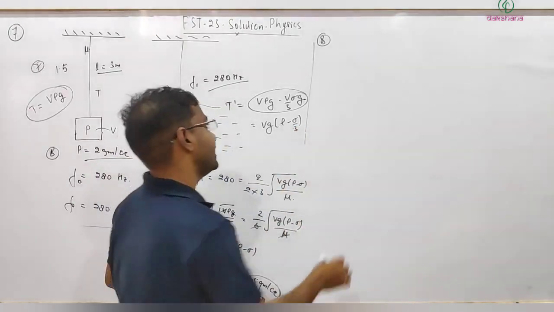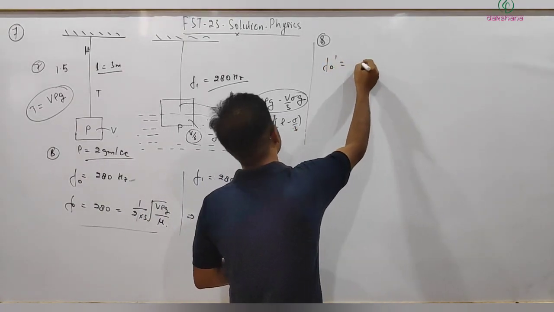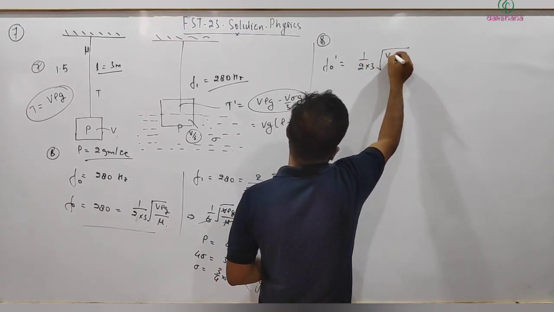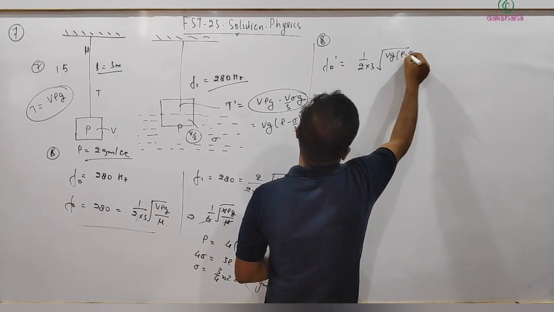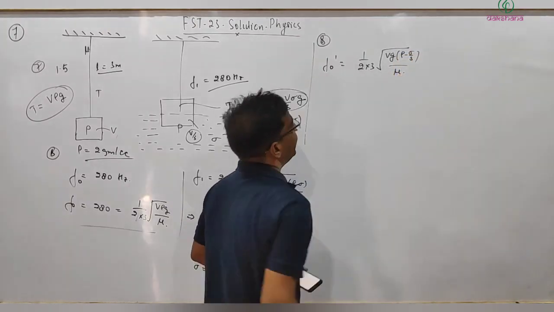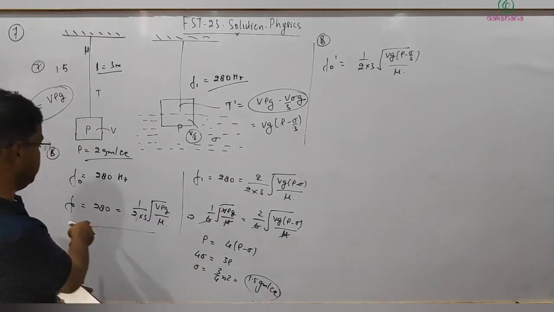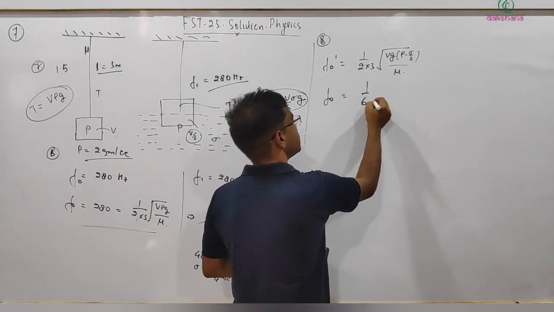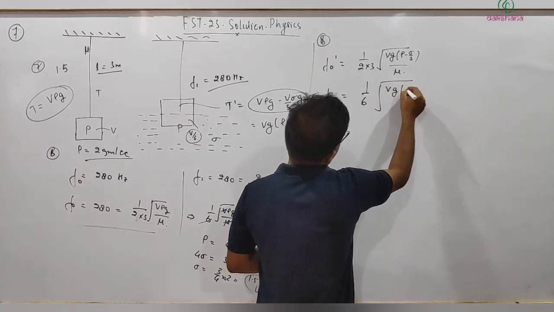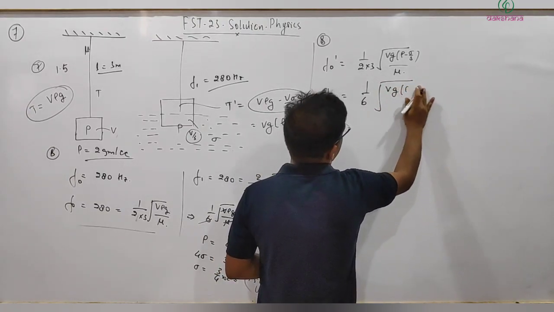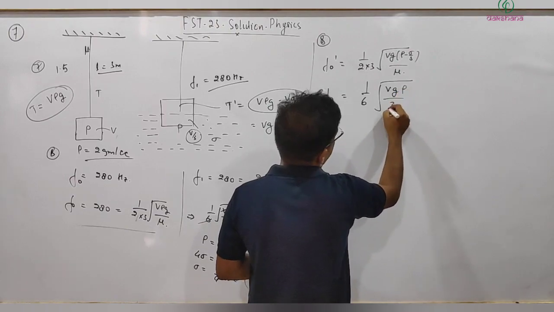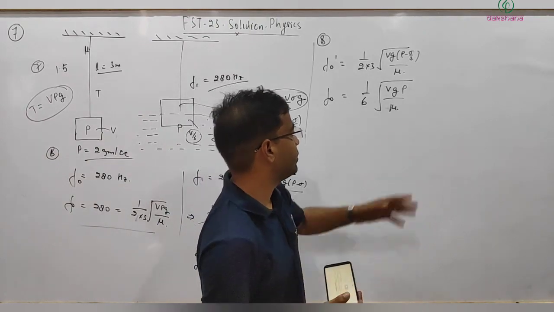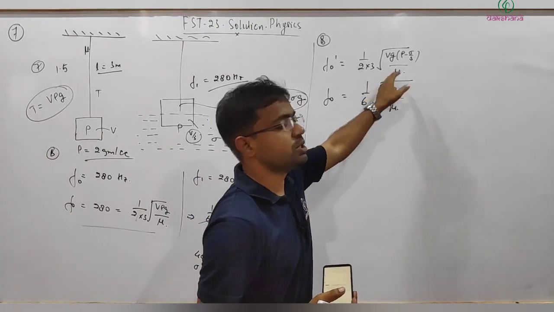So now I can write the new fundamental frequency f0 prime will be equal to 1 by 2L, 3, under root V g into rho minus sigma by 3, divided by mu. We can simplify it from here, because in that case, 1 by 6 under root V g, rho minus sigma, simply rho divided by 3, over mu. If I just divide it, then I will not require to calculate the value of mu, otherwise we would need to substitute the value of mu.